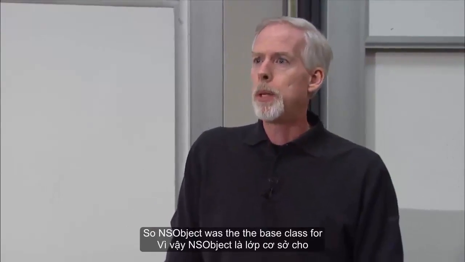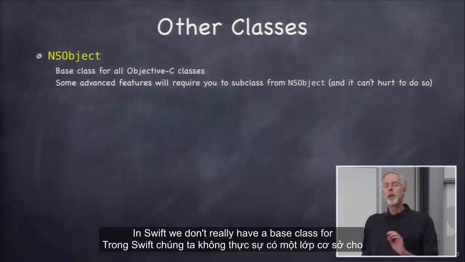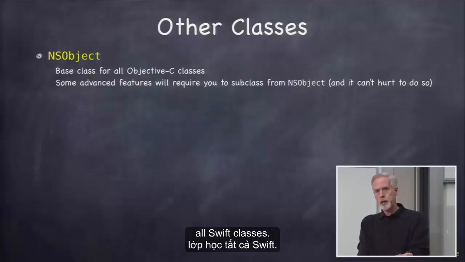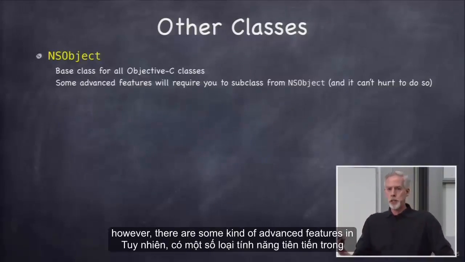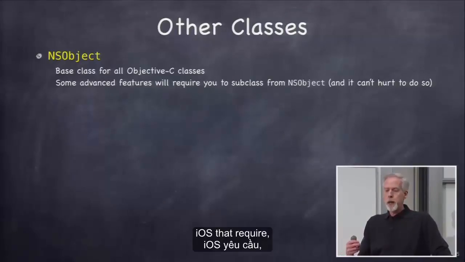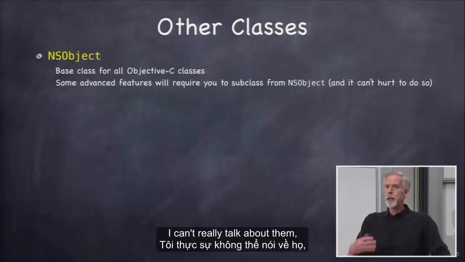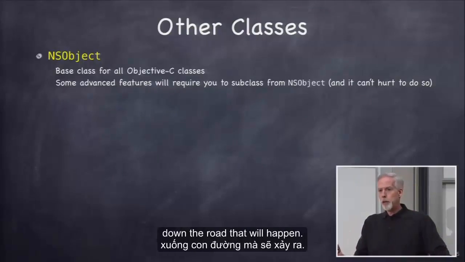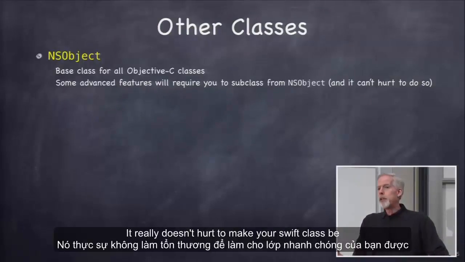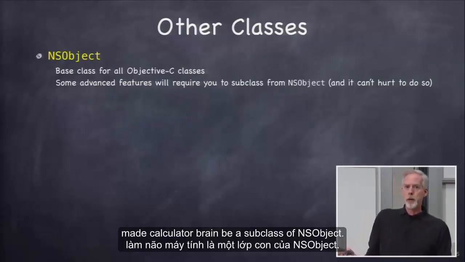All right, other classes besides arrays, dictionaries, range: NSObject. NSObject was the base class for all Objective-C classes. In Swift, we don't really have a base class for all Swift classes. However, there are some advanced features in iOS that require even your Swift class to inherit from NSObject. I can't really talk about them because there are other things you need to know for me to even explain them to you, but down the road that will happen. It really doesn't hurt to make your Swift class a subclass of NSObject, so we could have made calculator brain a subclass of NSObject.